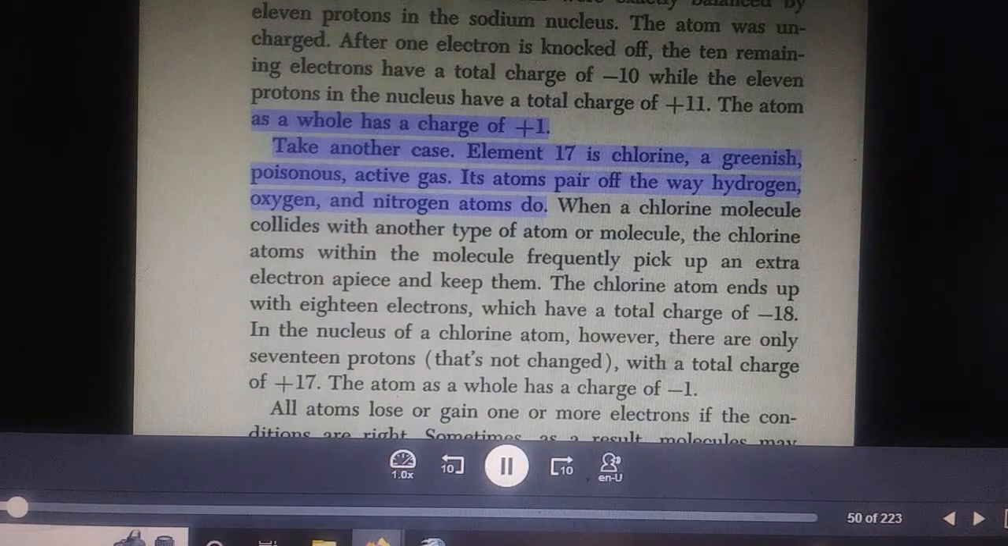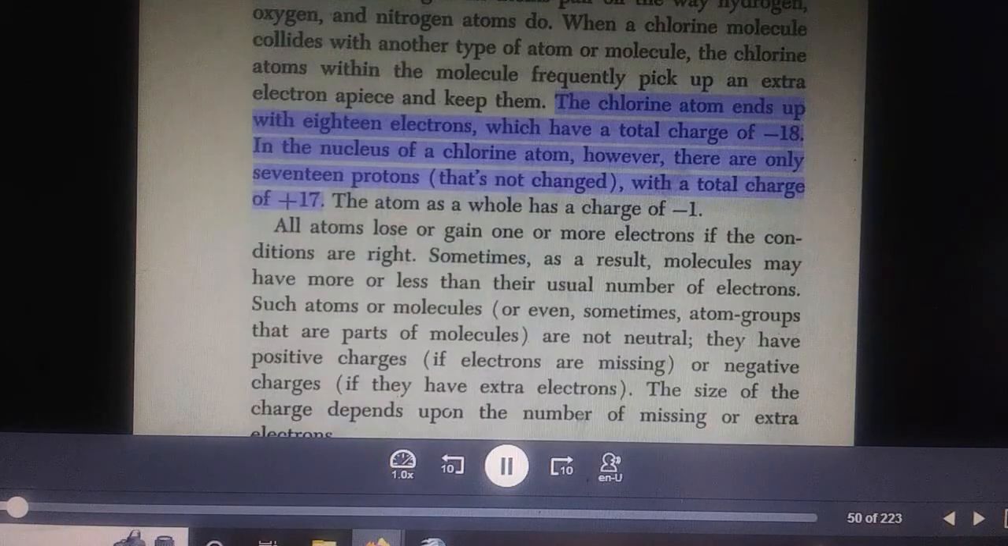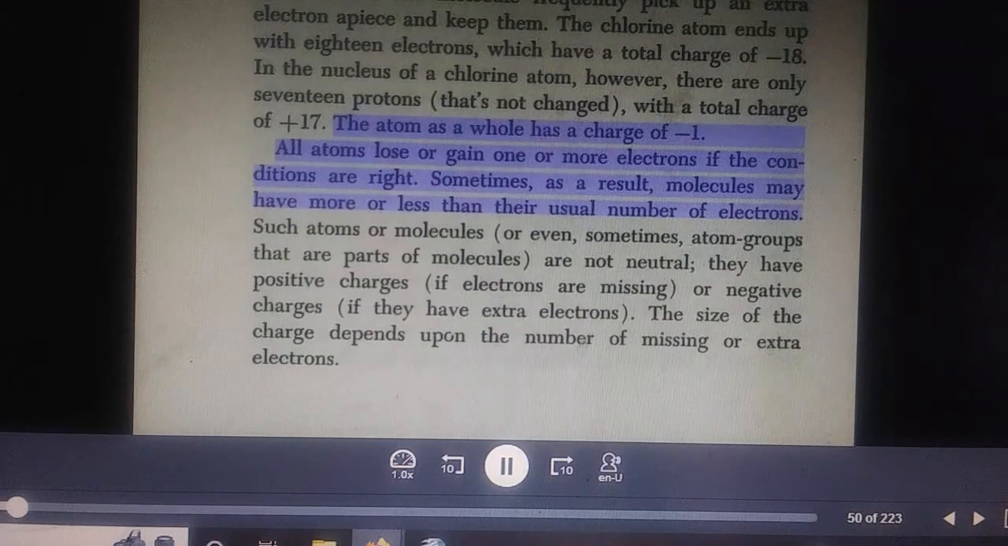Take another case. Element 17 is chlorine, a greenish, poisonous, active gas. Its atoms pair off the way hydrogen, oxygen, and nitrogen atoms do. When a chlorine molecule collides with another type of atom or molecule, the chlorine atoms within the molecule frequently pick up an extra electron apiece and keep them. The chlorine atom ends up with 18 electrons, which have a total charge of minus 18. In the nucleus of a chlorine atom, however, there are only 17 protons. That's not changed, with a total charge of plus 17. The atom as a whole has a charge of minus 1.